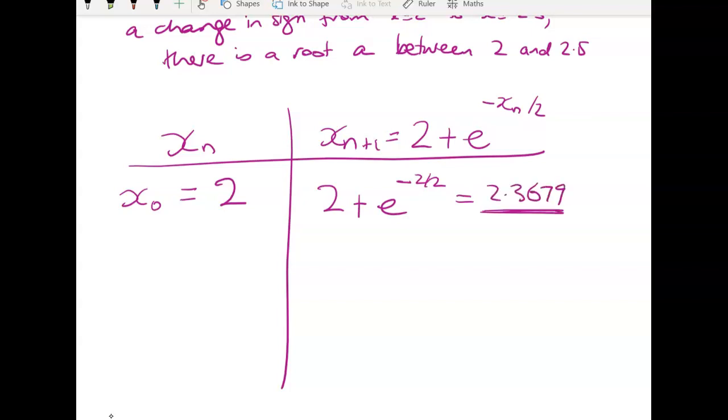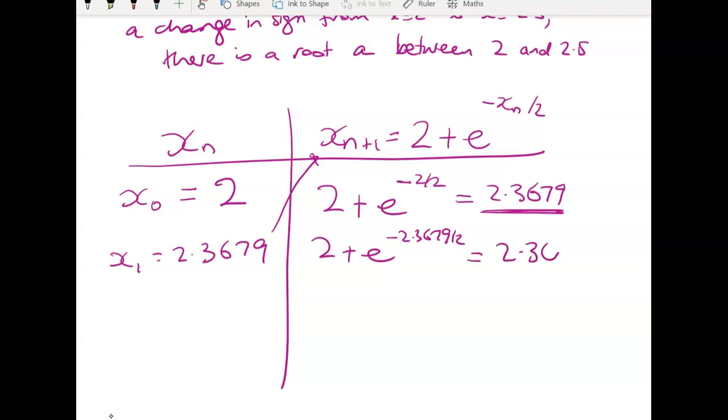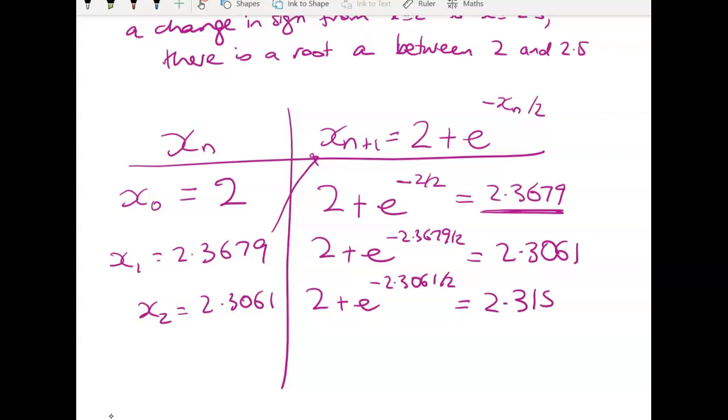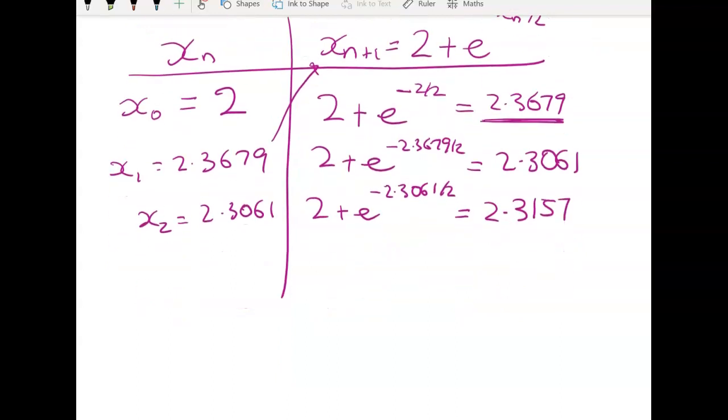2.3679. Okay, so this becomes my new value. So x1 will be 2.3679. I put that into here, and I get 2 plus e to the negative 2.3679 over 2, and that's 2.3061. That's my new value over here. Now I get 2 plus e to the negative 2... You get the idea, right? I'll just stop talking. But I'd like it if you could show a few of those. I think once you've done 3, you've pretty clearly shown that you get what's going on.